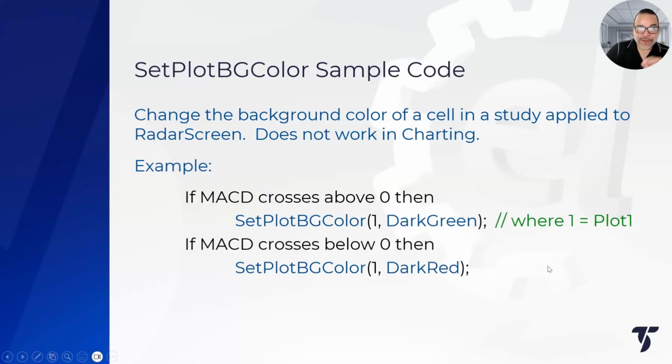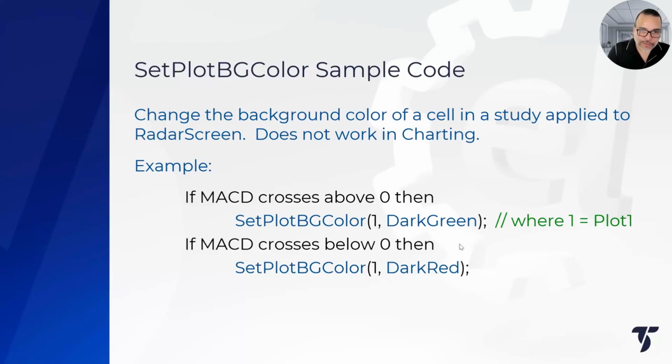Here it is. We go back to the MACD example that says if MACD crosses above 0, then set plot BG color to, then you have the plot number that you're trying to apply the color to, and then the color that you want to use. In this case it is using dark green and dark red. We're going to take a look at also where you can find the list of colors that you can use in just a bit.